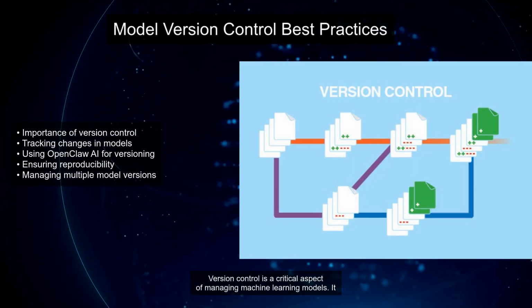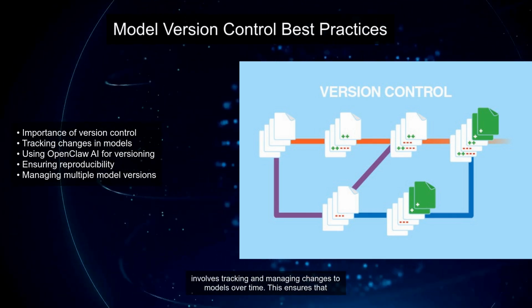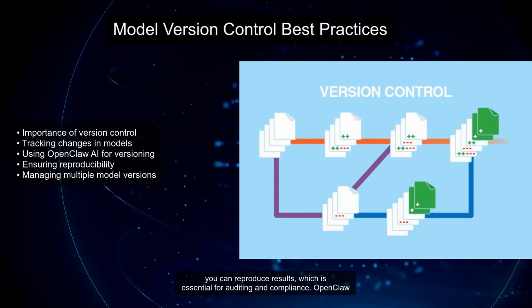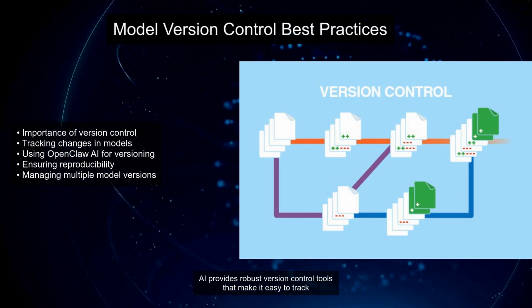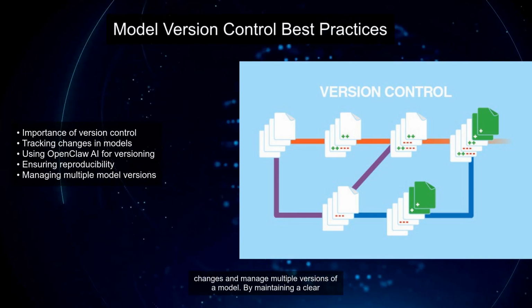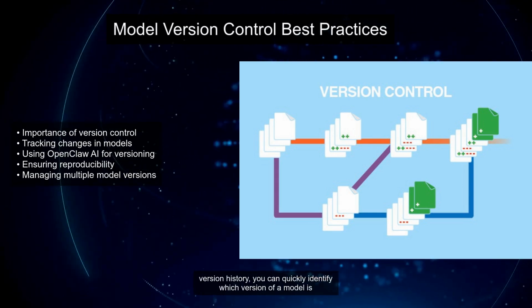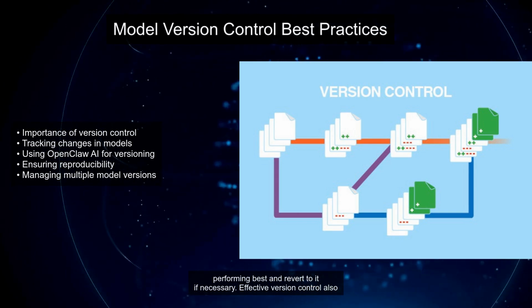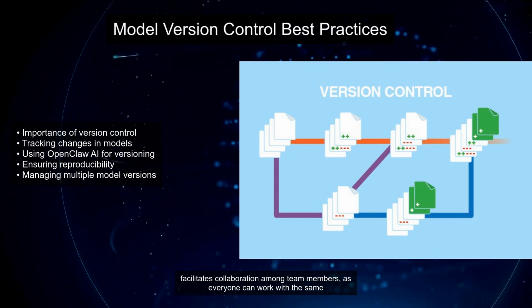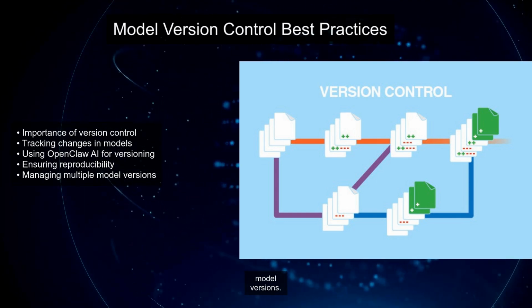Version control is a critical aspect of managing machine learning models. It involves tracking and managing changes to models over time. This ensures that you can reproduce results, which is essential for auditing and compliance. OpenClaw AI provides robust version control tools that make it easy to track changes and manage multiple versions of a model. By maintaining a clear version history, you can quickly identify which version of a model is performing best and revert to it if necessary. Effective version control also facilitates collaboration among team members, as everyone can work with the same model versions.